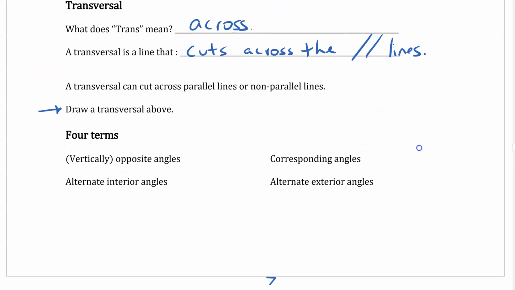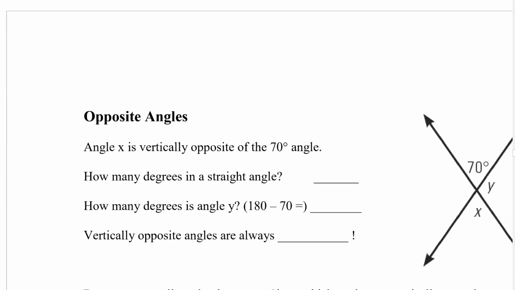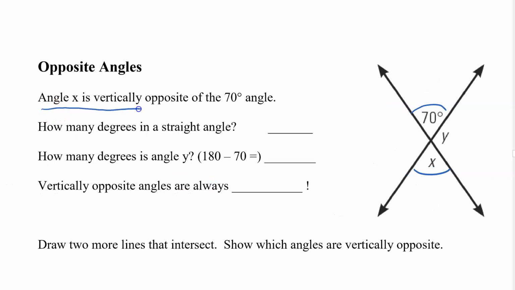Okay, so there are four terms that we're going to learn this lesson. Opposite angles, or more fully, sometimes people say vertically opposite angles. So you'll hear me sometimes say vertically opposite angles, sometimes I'll just say opposite angles, and I mean the same thing. And then there's three others as well that we'll get to. So the first one is opposite angles, and we're going to go to the next page for that. And looking at the diagram over here, I would say that 70 degrees and x are opposite of each other. So another way, it says on the page, angle x is vertically opposite of the 70-degree angle.